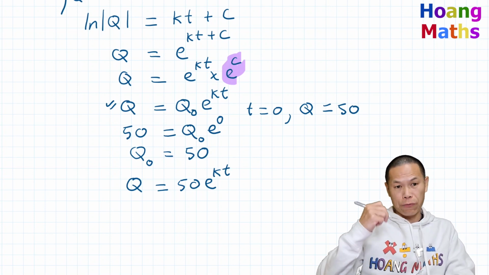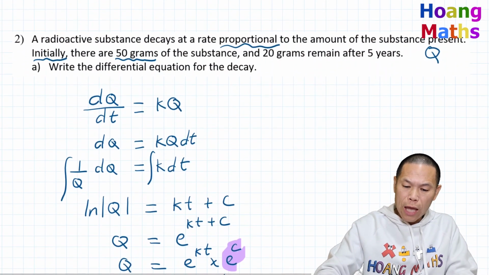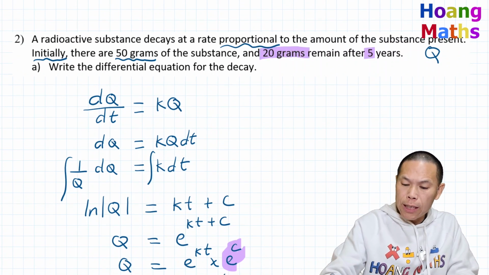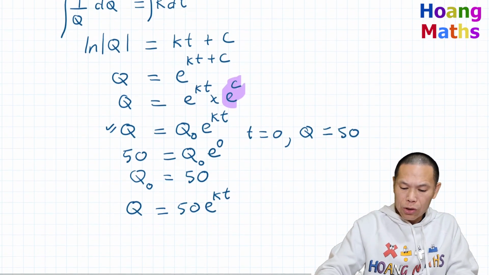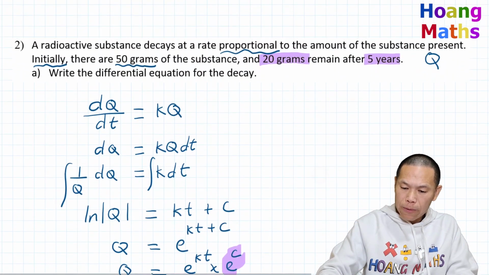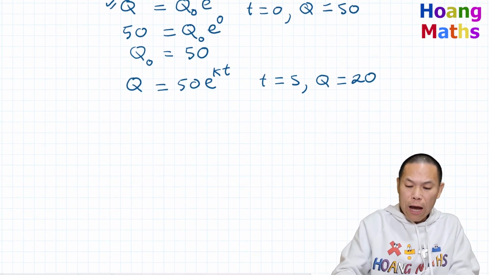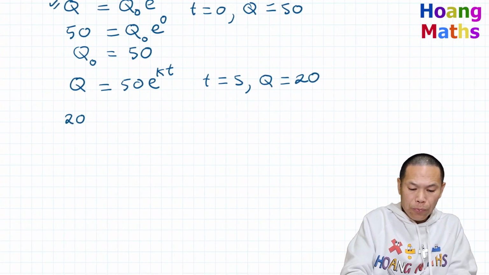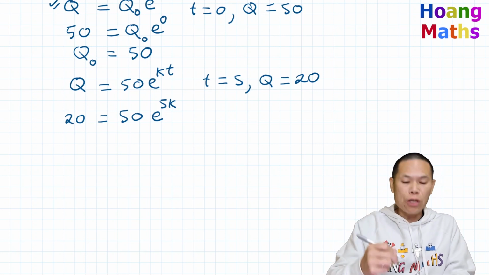Now to find the value of k, we know that when Q is 20, t is 5. Keep that in mind. So let me write it down. t is 5, Q is 20. Let's double check. Yep, 20 and 5. Now to solve for it, we just put that in here. So 20 is 50 e to the k times 5, so 5k. And I divide by 50 on both sides.